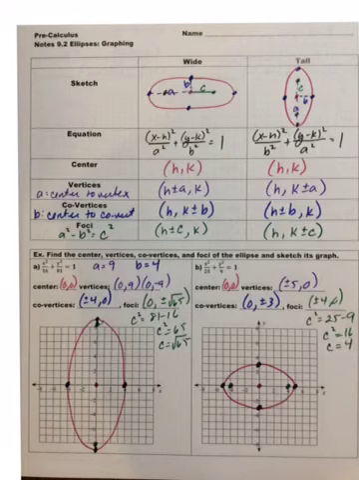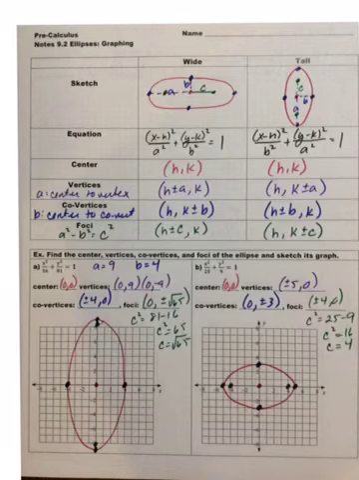Okay, so if we look at our ellipse, A is the distance from the center to the vertex. B is the distance from the center to the covertex. And C is the distance from the center to what is called the focus point. Okay, so center to the focus point.